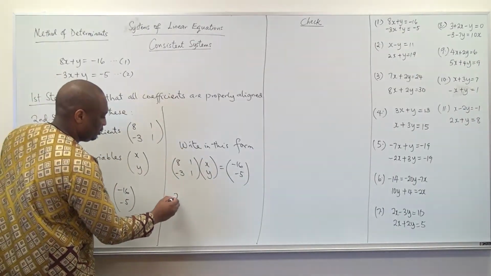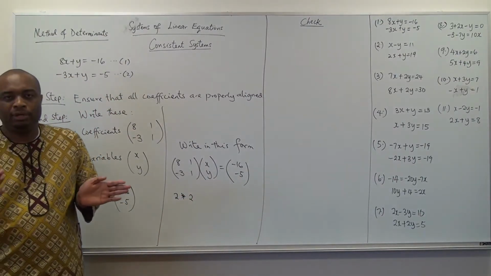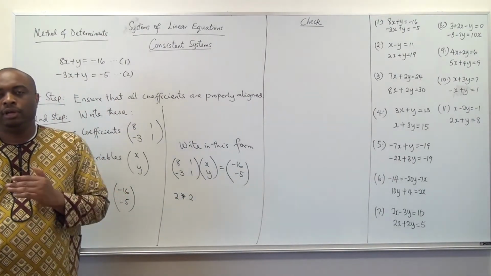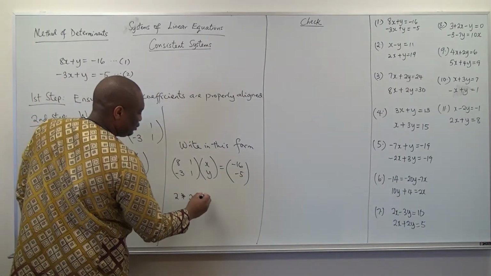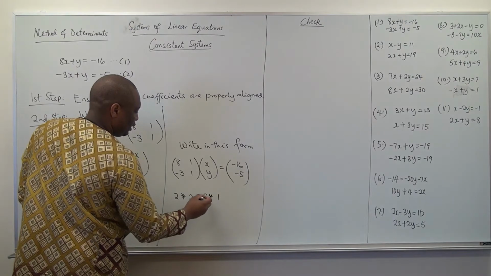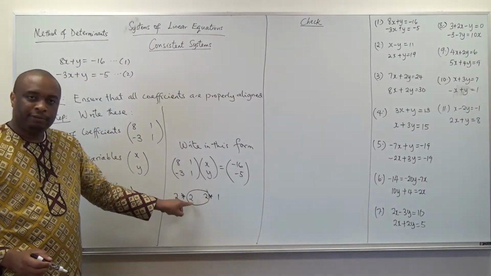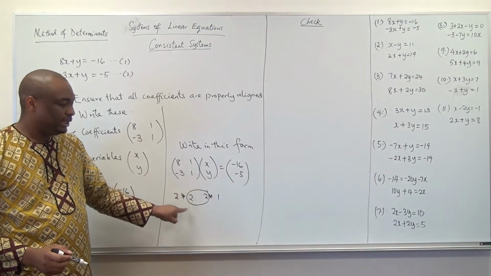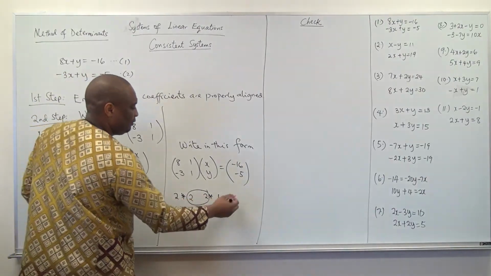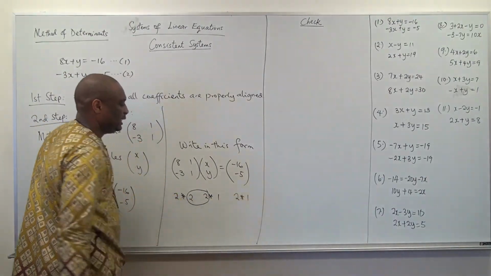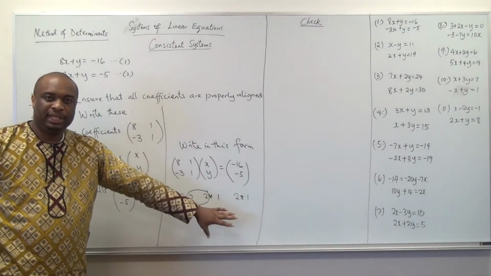Of course, if we look at the conditions for multiplication of matrices, this is a 2 by 2, this is a 2 by 1, and the number of columns of the first one is equal to the number of rows of the second one, and the result will give you a 2 by 1. So we expect to get a 2 by 1. But we are not going into matrix multiplication.